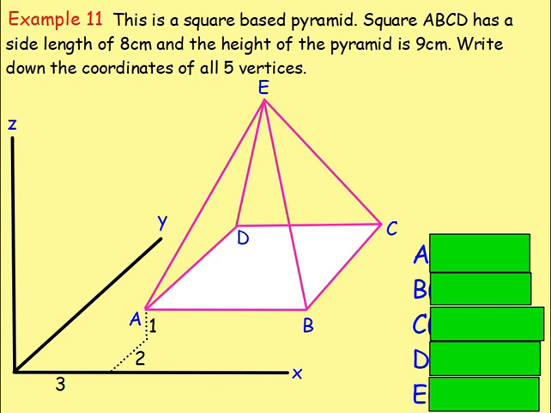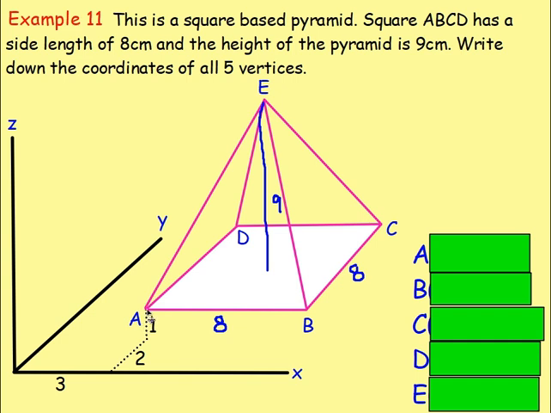In example 11, final example. This once again is a square-based pyramid. Square ABCD has a side length of 8 centimeters. So the sides of it, that would be 8 centimeters. That there would be 8 centimeters. That there is going to be 8 centimeters. That there's 8 centimeters and 8 centimeters. And it's got a height of 9 centimeters. So from the top down to the middle of this square is going to be 9 centimeters. So, points A, B, C, D.